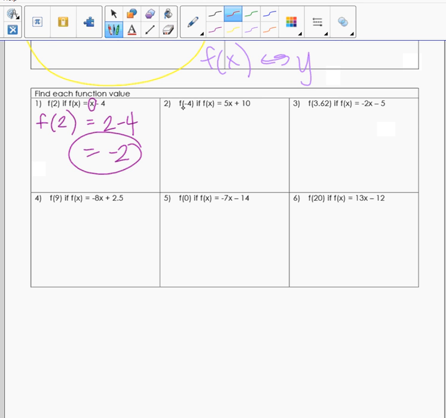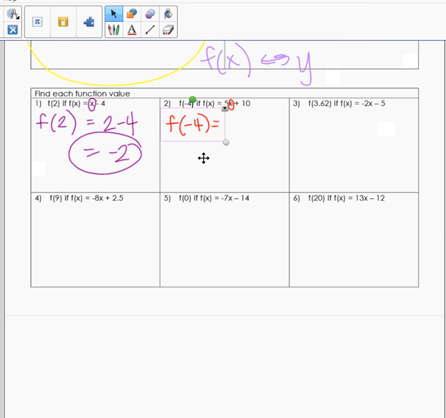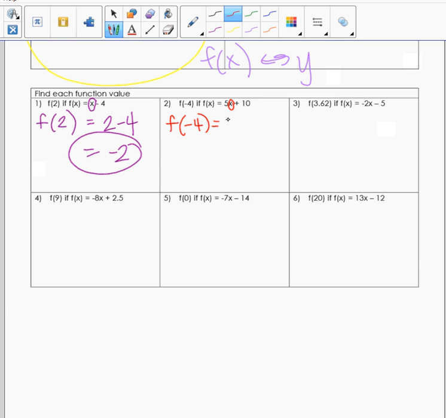If you look at the next one, you have f of negative 4 if f of x equals 5x plus 10. So f of negative 4, and you're going to take this x right here and substitute in negative 4 for that. So that is 5 times negative 4 plus 10. Remember your order of operations. 5 times negative 4 is negative 20 plus 10. Negative 20 plus 10 is negative 10. And that's your answer.